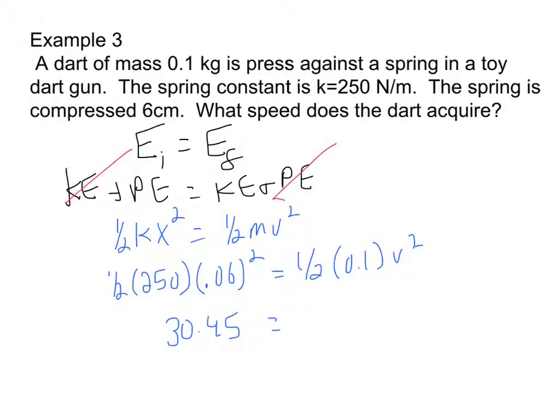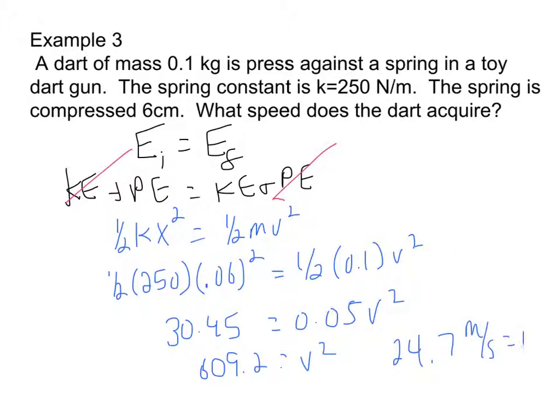Equals v squared. Okay, divide. 609.2 equals v squared. Square root of that. 24.7 meters per second is my velocity when it comes out of the spring.